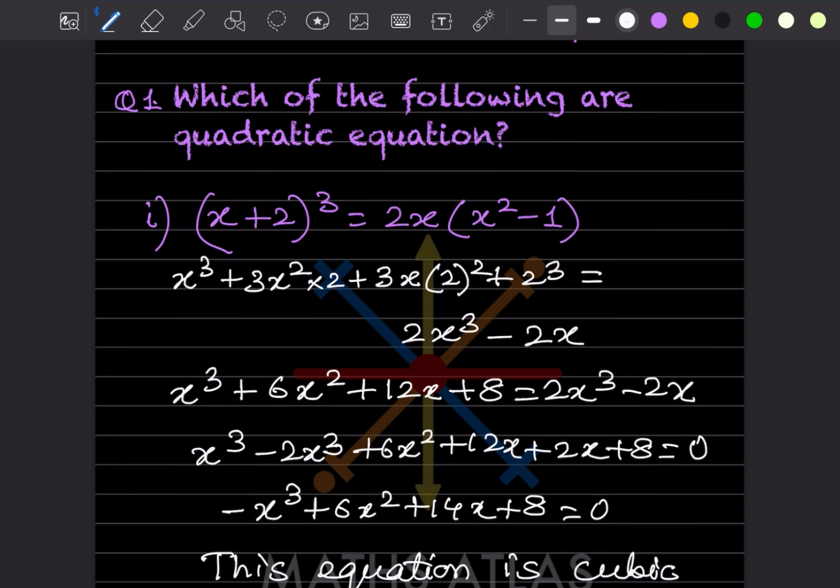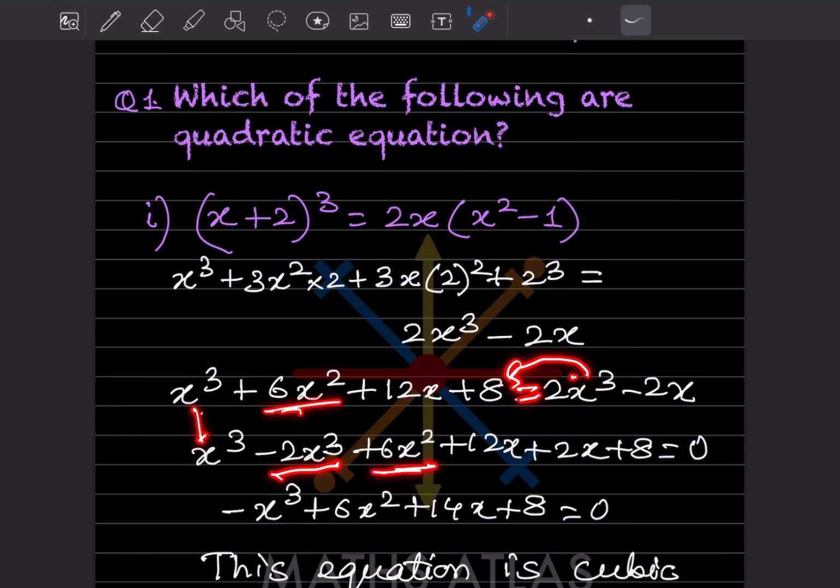So now here x cube will be as it is. Now if you bring this x cube on this side, that is going to be minus 2x cube. This is 6x square. There is no x square term on the other side. So we'll take plus 12x, and this minus 2x will come here, that is going to be plus 2x, and plus 8 is already here and is equal to 0.